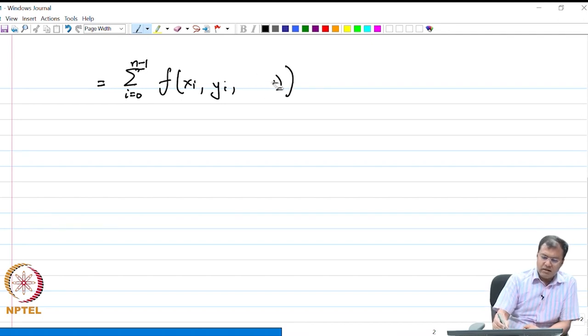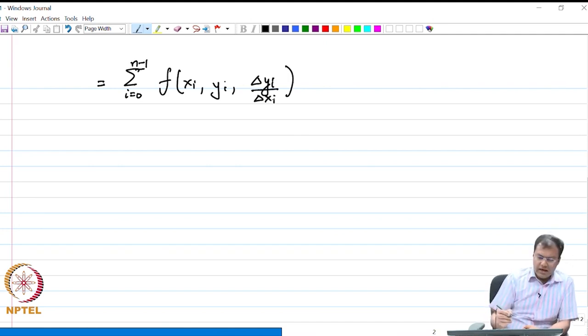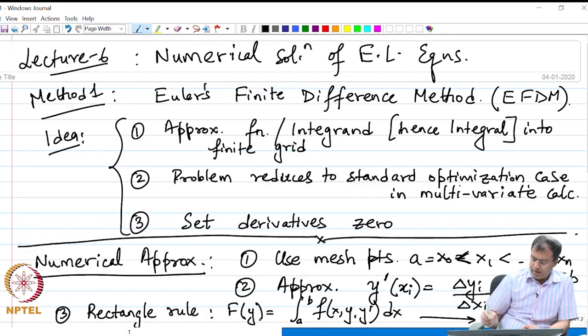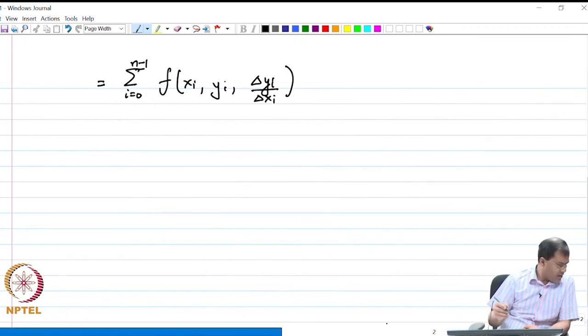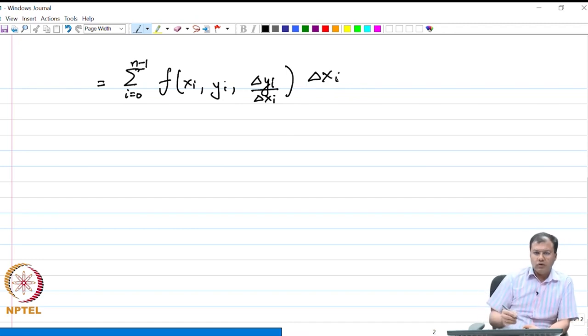Or let me say that this is approximated as delta y_i by delta x_i, right? And then notice that we had an element dx. So dx changes to delta x_i, right? So this is the function that now we have to maximize or minimize.